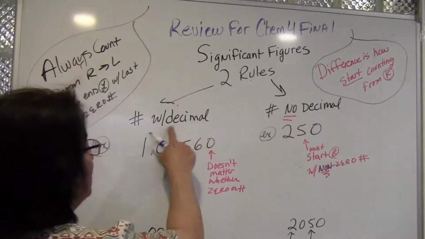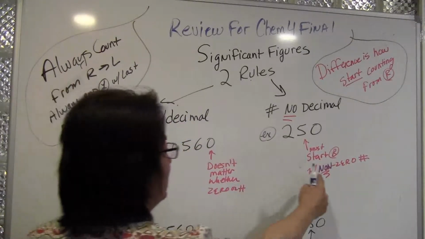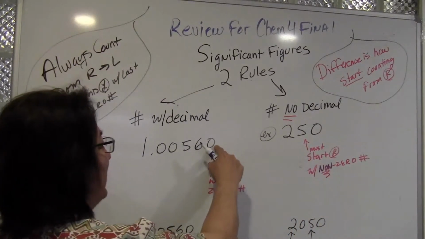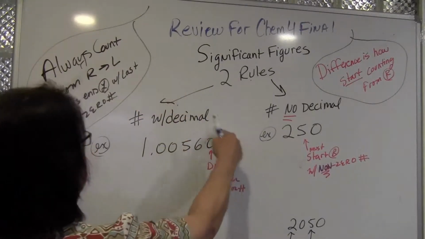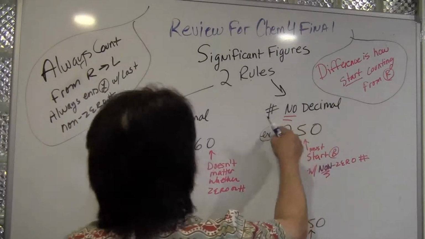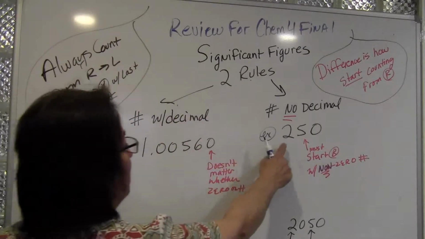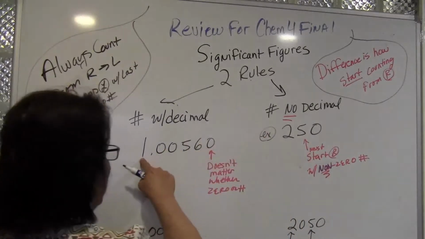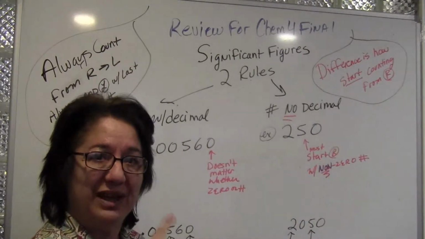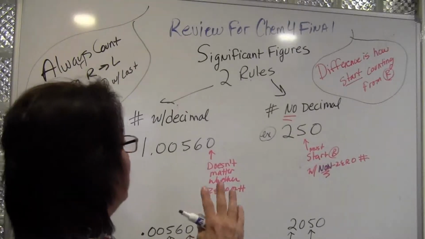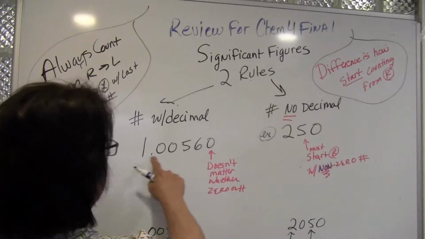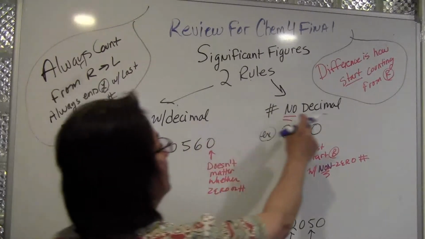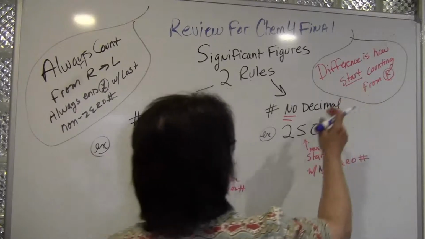If your number has a decimal, the difference in figuring out the number of significant figures is where you start counting. First of all, always count from right to left. It doesn't matter decimal or not decimal. Number two, in both situations, decimal or not, you're always going to end on the last number that's not a zero, the last non-zero number. So let's look at two examples. Here's a number with a decimal. This is where the difference lies between these two. The difference is where you start counting.